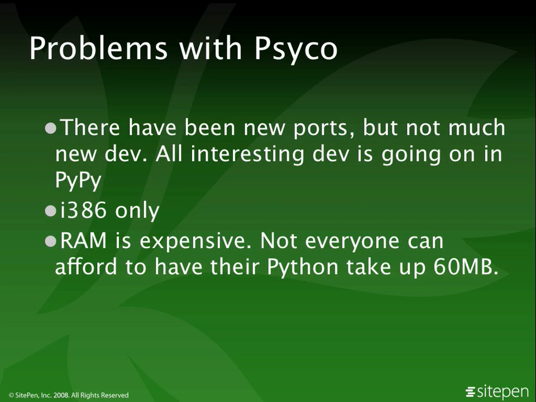But there are some problems. One is that there hasn't been a lot of new interesting developments on the project because people have been working on PyPy and getting just-in-time compilation going in there. So Psycho itself has not had a lot of really interesting development going on. Secondly, it's Intel instruction set only, so if you have a PowerPC, you're out of luck. And last, RAM is expensive. Not everybody can afford to have their Python process take up 60 megabytes of RAM. So Psycho's memory usage characteristics are not that great here.